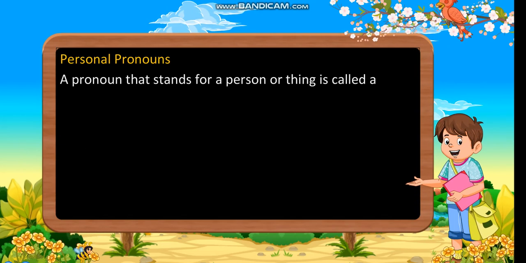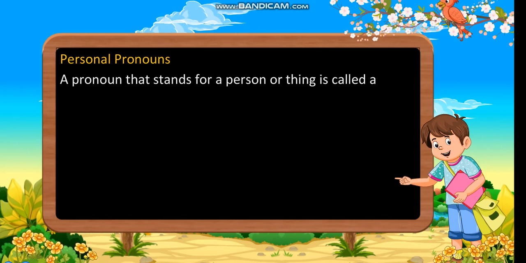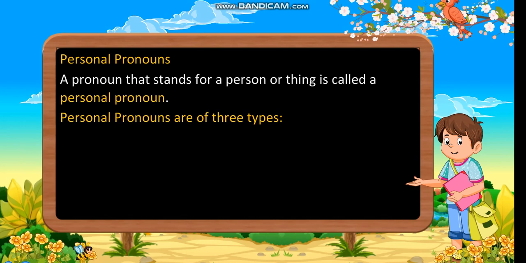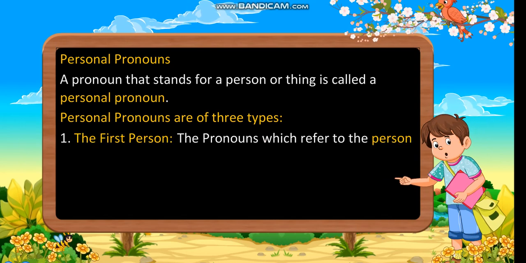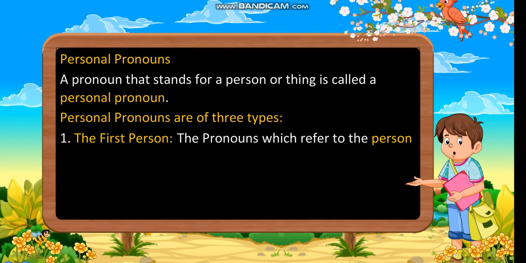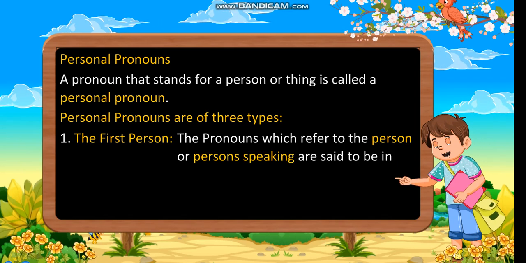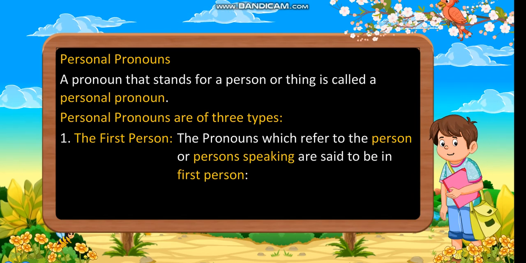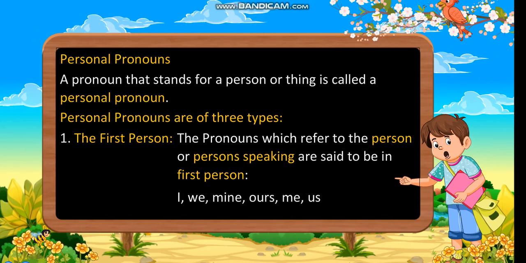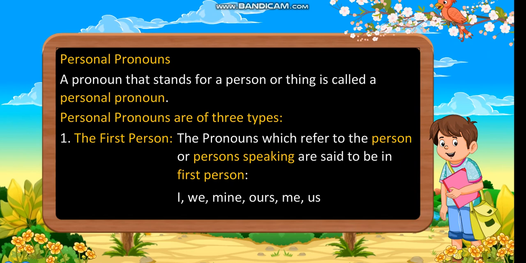Personal pronouns. A pronoun that stands for a person or thing is called a personal pronoun. Personal pronouns are of 3 types. First, the first person. The pronouns which refer to the person or persons speaking are said to be in first person. I, we, mine, ours, me, us.